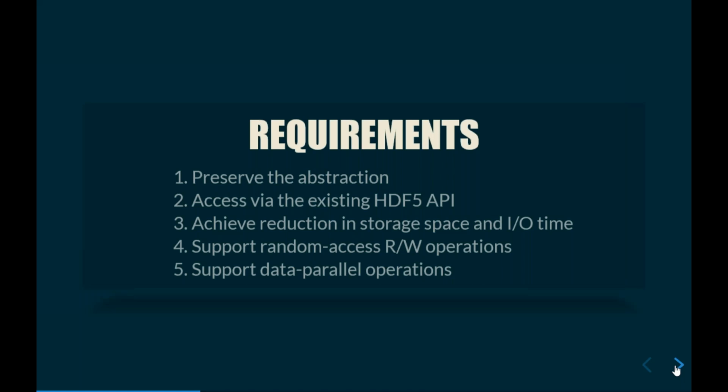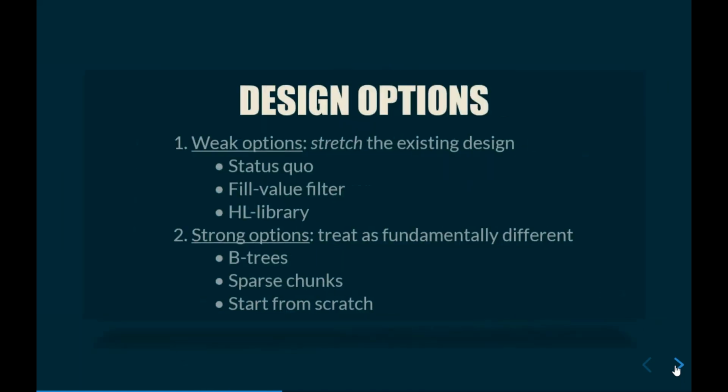But still, existing APIs that we have in HDF5 today should just continue to work with these more specialized data sets. Of course, we would like to achieve appropriate reductions in storage space and I/O time, and storage space on disk, but also in memory. We would like to support random access read-write operations for these sparse data sets, and certainly we would like to support all that in parallel. However, if we look at this from a development perspective, I think the first prototypes or early versions of this will most likely support serial mode, but in the long term we definitely want to support this in parallel.